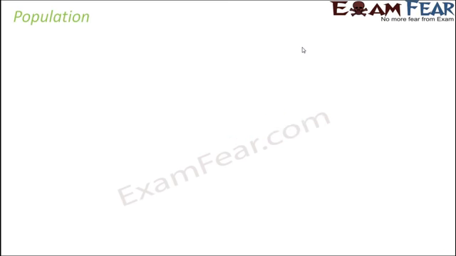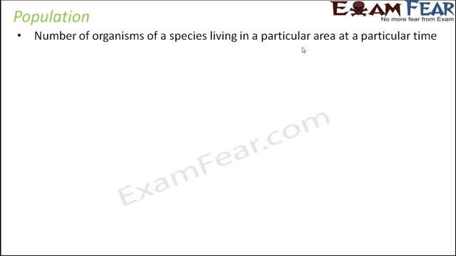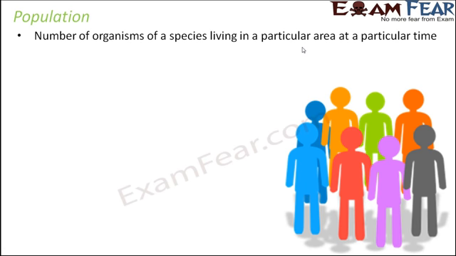Before we start with population ecology, let's talk about population. As discussed before, it is nothing but a group of organisms living in a particular area at a particular time. Whenever we talk about a population, it has to be multiple organisms of a particular area at a particular time. So that's how population can be defined.